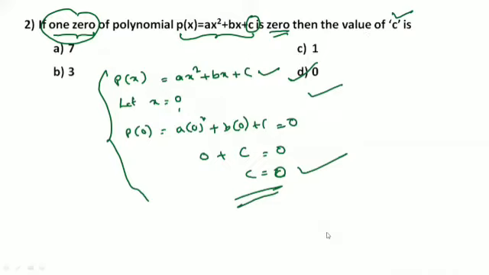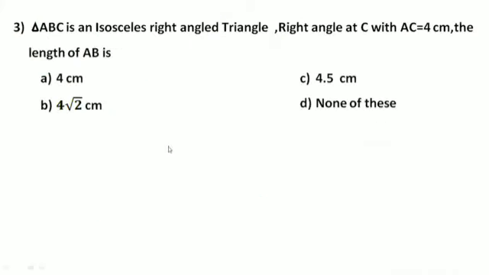Let us go to the next problem, children. Triangle ABC is an isosceles right angle triangle, right angle at C, with AC equal to 4 centimeters. Then the length of AB is. Triangle ABC is an isosceles triangle. So what kind of triangle is given, children? Isosceles right angled triangle. Got it?